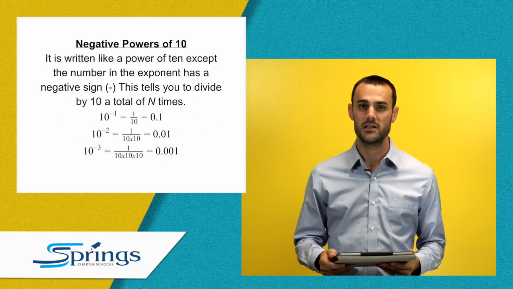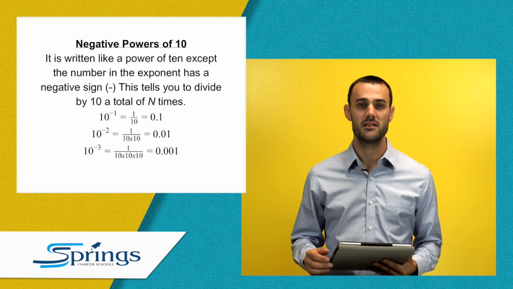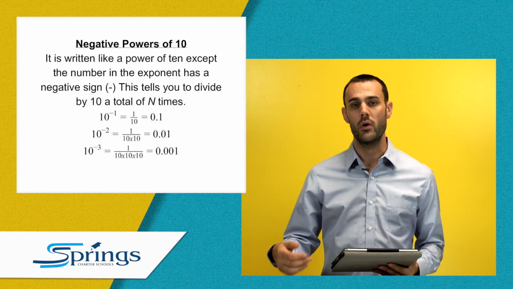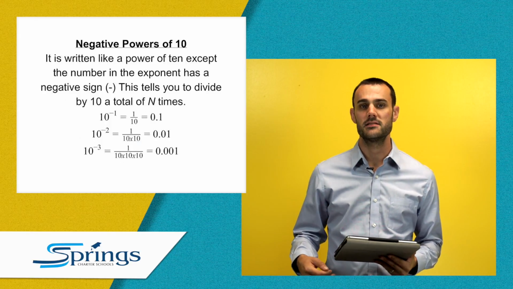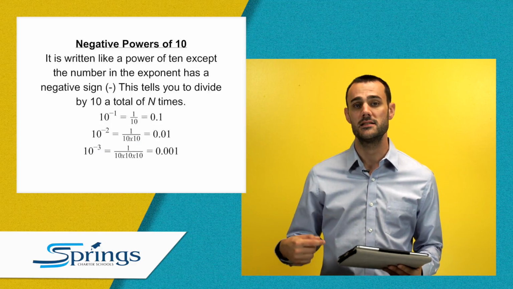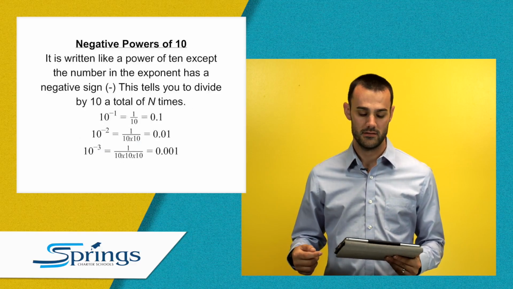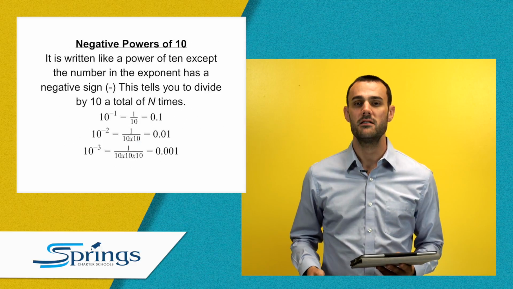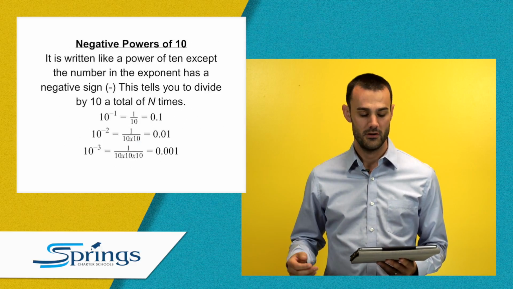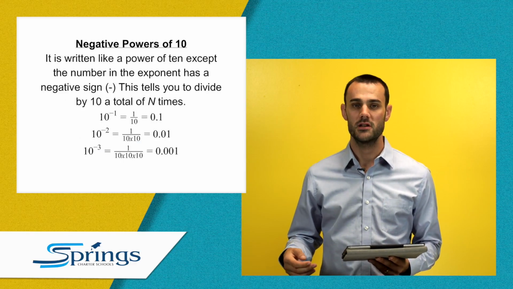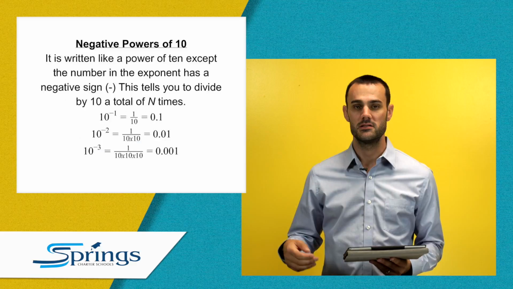Okay? So the examples we have here are 10 raised to the negative 1 power, which is equal to 1 over 10, or 0.1. 10 raised to the negative 2 power is like having the fraction 1 over 10 times 10, or the answer is 0.01. And finally, we have 10 raised to the negative 3 power, which is like having 1 over 10 times 10 times 10, which is going to equal 0.001.